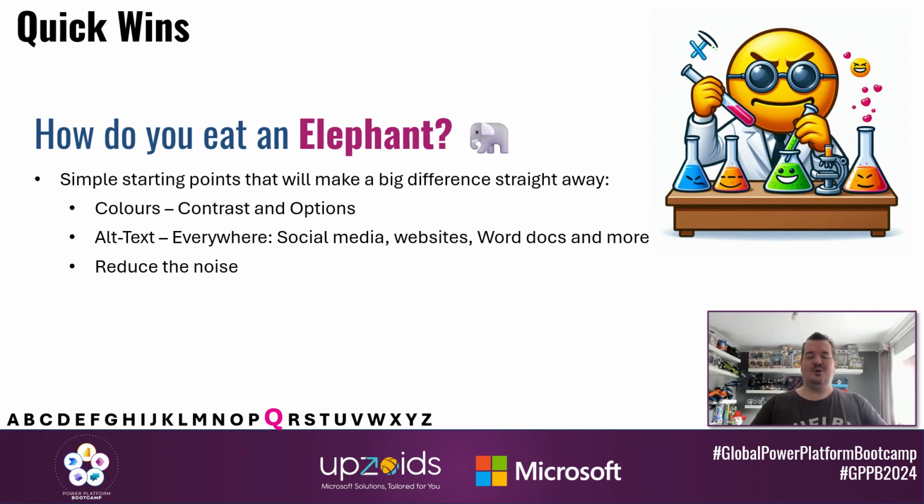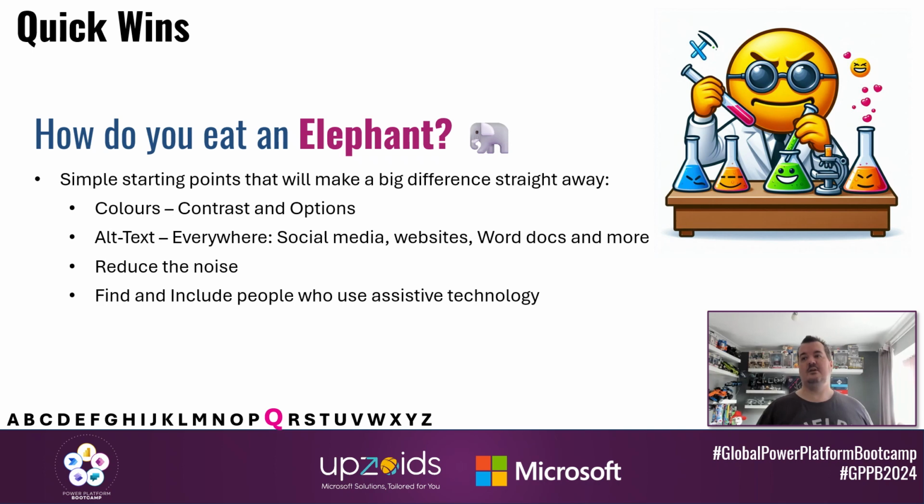Reduce the noise on your content. Think about that focused, too much information thinking. Look at it and go, what are the points that I really want to get across? And find and include people who use assistive technology. Please, that is really the most important thing. Build that community, build those people, include them.